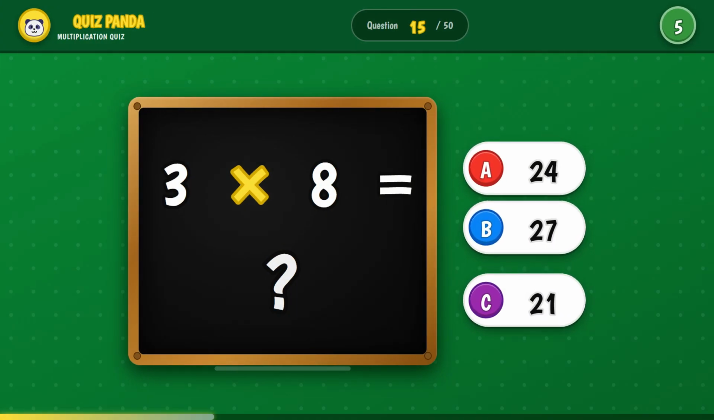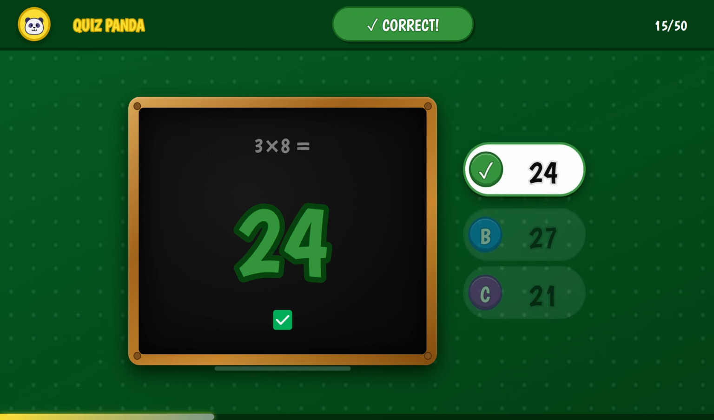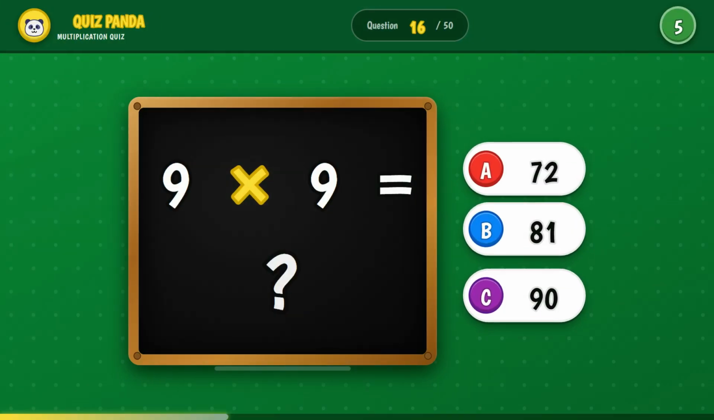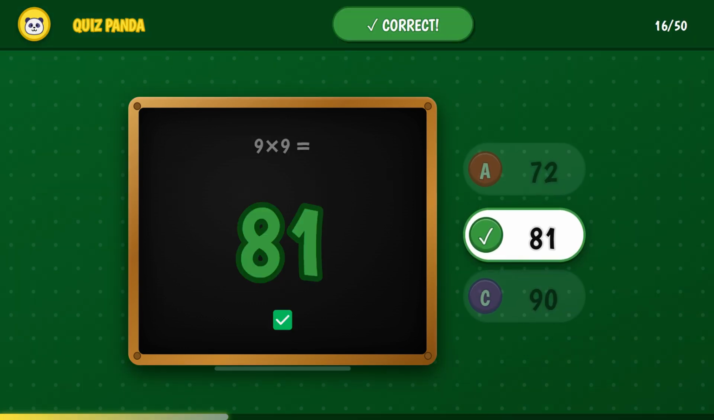Question 15. What is 3 times 8? The correct answer is A, 24. Question 16. What is 9 times 9? The correct answer is B, 81.